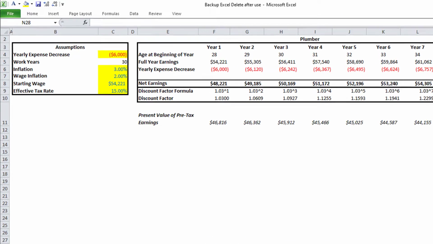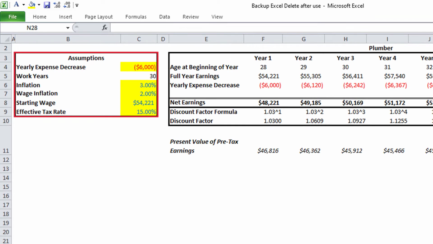And starting in the top left of the tab, you can see the assumptions. And you'll notice that there are yellow highlighted cells, and these denote input cells. On every tab, there's an assumption section, and by changing any of the values in the yellow highlighted input cells, these calculations will update and flow through to the rest of the formulas.